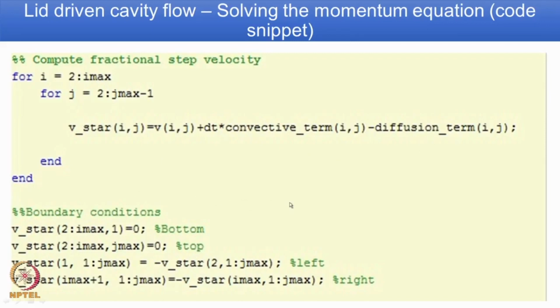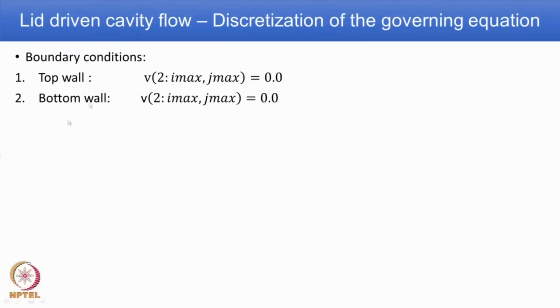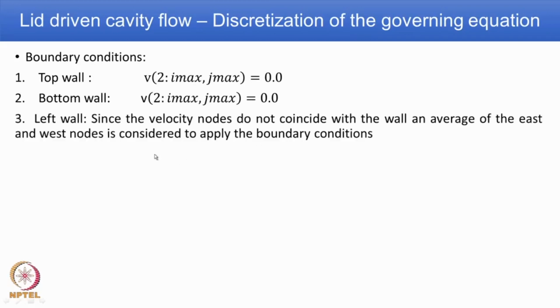As we did in the u momentum equation, as soon as we solve a particular equation by the discretization procedure, we need to enforce the boundary condition. We did that for u as the u star boundary condition. Similarly, we should do it for V star also. So, on the top wall, V for i from 2 to i max and j max is equal to 0, and on the bottom wall, V for i from 2 to i max is equal to 0.